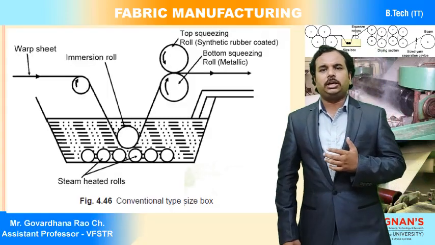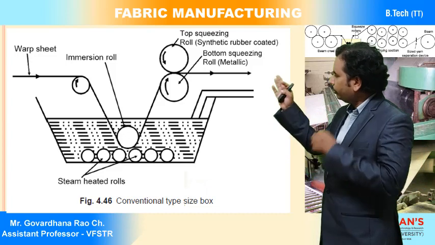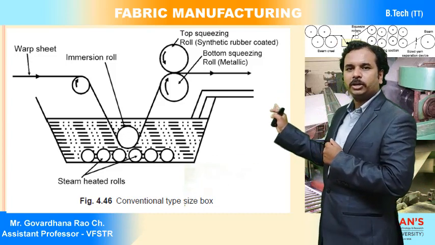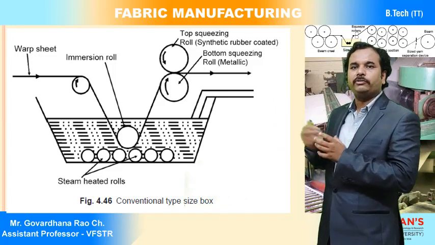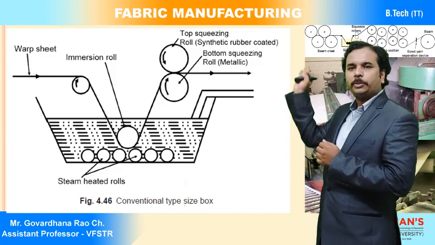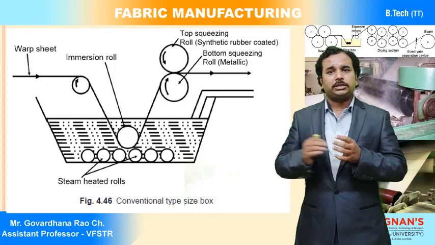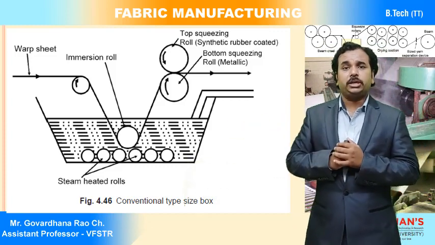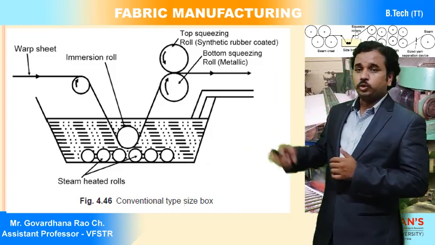Now you can see the simple diagrammatic representation where the warp sheet is coming from the creel zone and immersed with the help of the immersion roller, and there are squeezing rollers where excess amount of size paste is going to be squeezed out and the warp sheet is going to be sent to the drying zone. And there are steam rollers or steam pipes inside of the size box. So these are the different parts present in the size box.